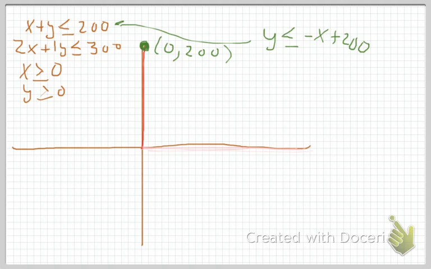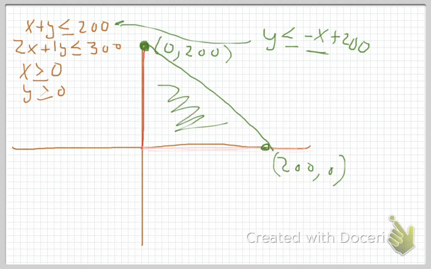And then notice we're going to go down 1, over 1, down 1, over 1. And of course, when we do that, we're going to end up down here. And this is going to be 200, comma 0, and that's going to be our x-intercept. So if we go ahead and connect these two, something like this, we're going to end up shading below because it's less than, so somewhere in this area. You guys can start to see what we're forming here.